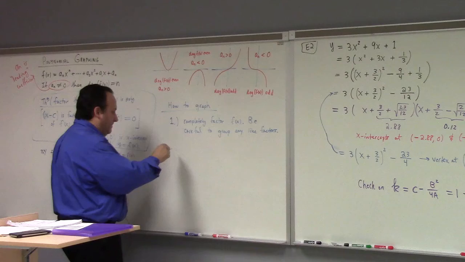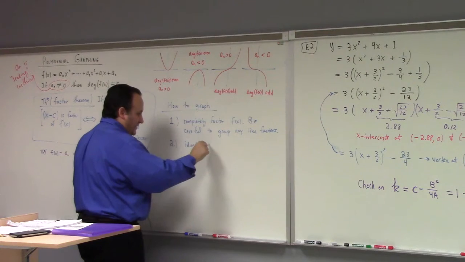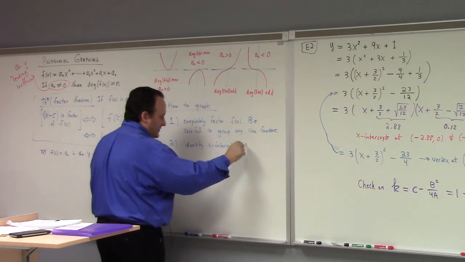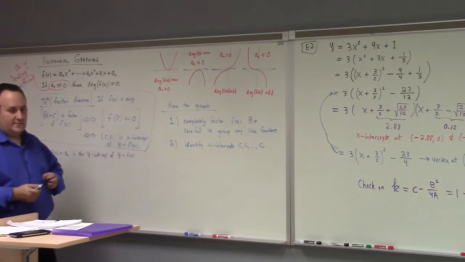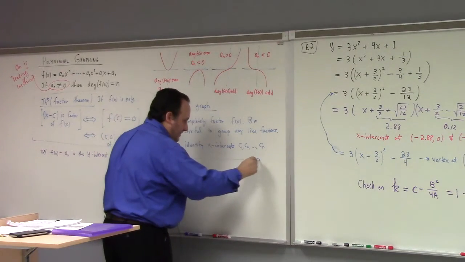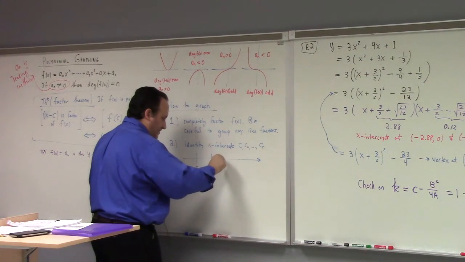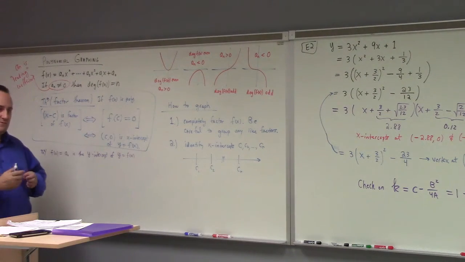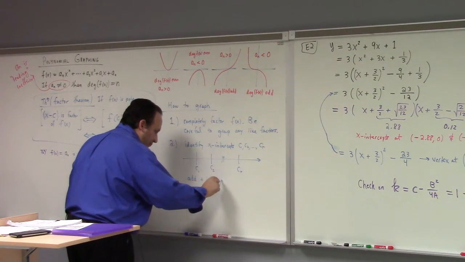This is step number 1. Step number 2 is you identify your X-intercepts. Let's say C1, C2. Let's suppose that there are R of them, all right? And then you take those and you put them in order on a number line, all right? Put them in order on a number line, and then you add pluses and minuses as appropriate.